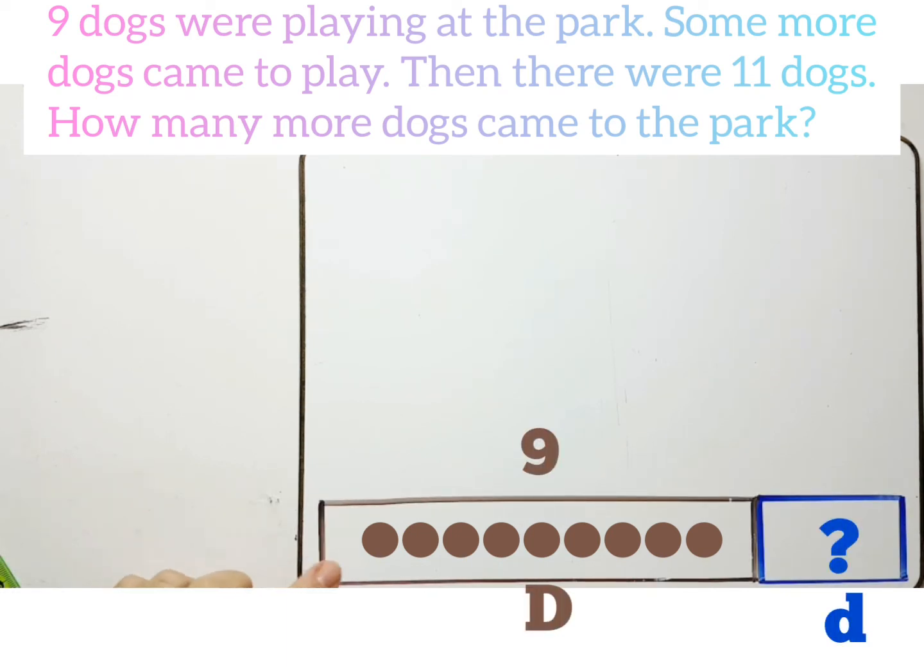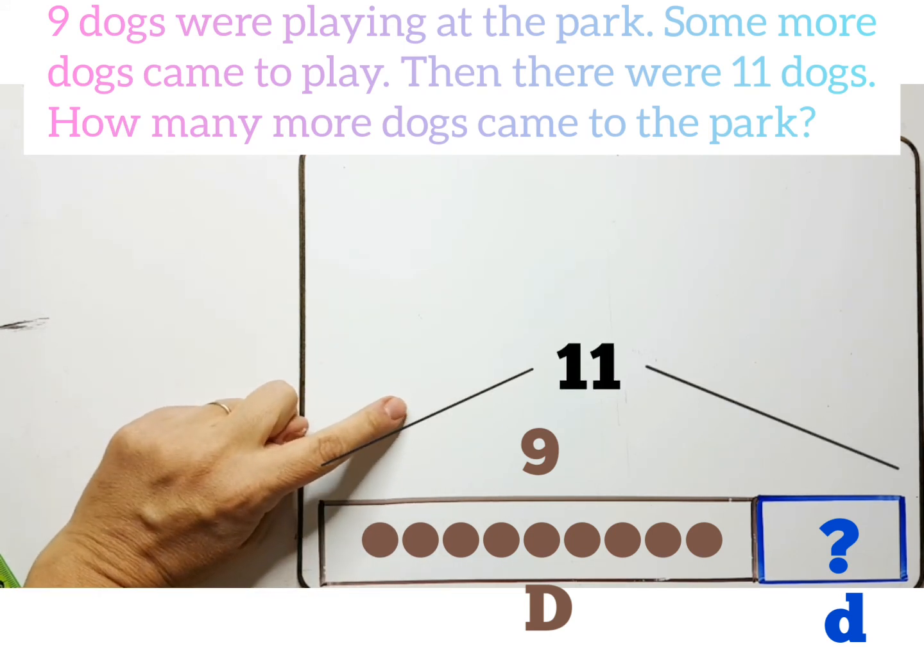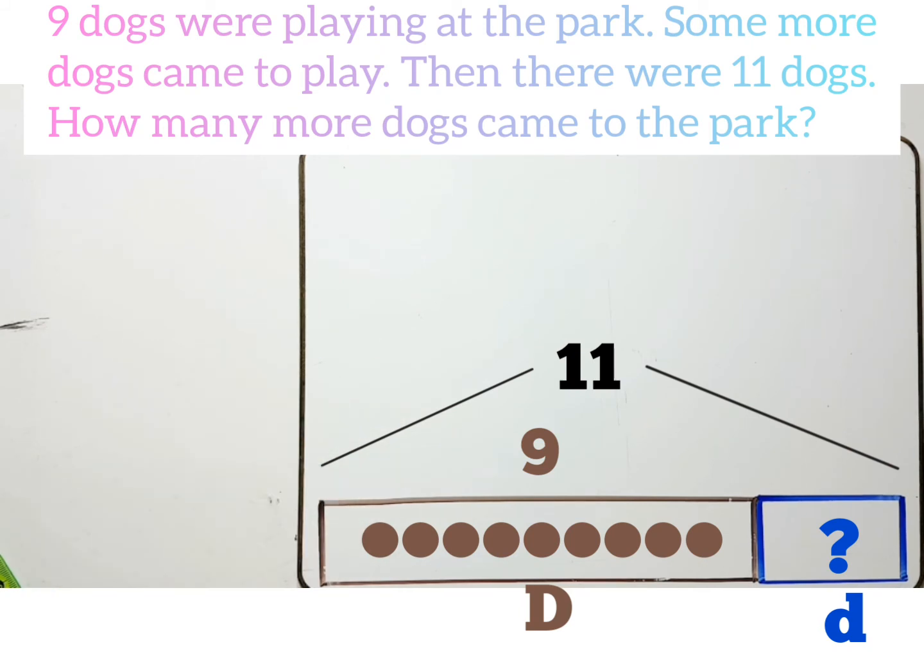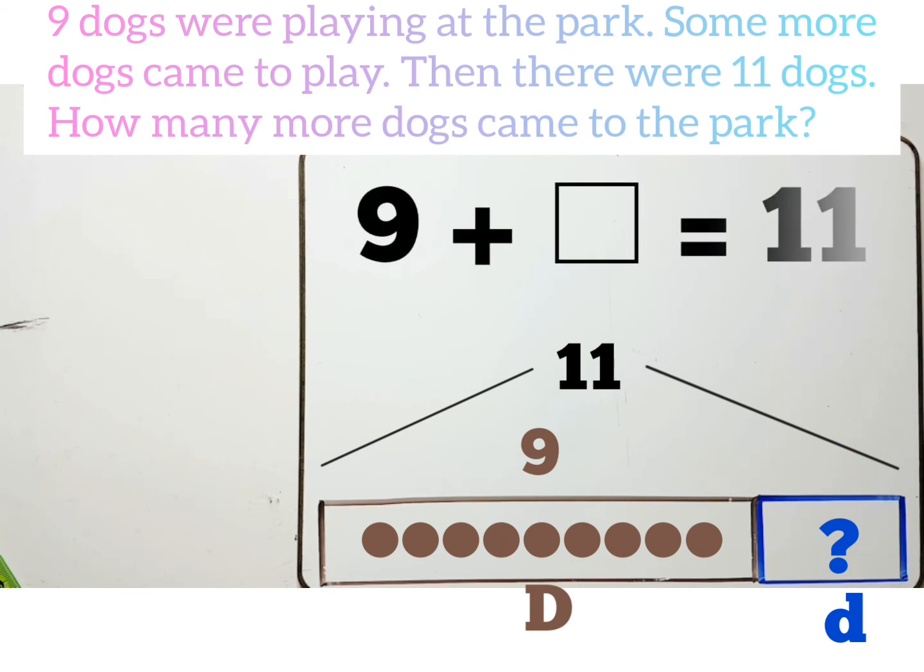I know that one of my parts is 9 because I had 9 dogs. And I know that this over here is the mystery box because I know that some more dogs came to the park, but I don't know how many yet. I also know that there were 11 dogs in the park. 11 is my total. Let's see how this looks in a number sentence. 9 plus mystery box equals 11.